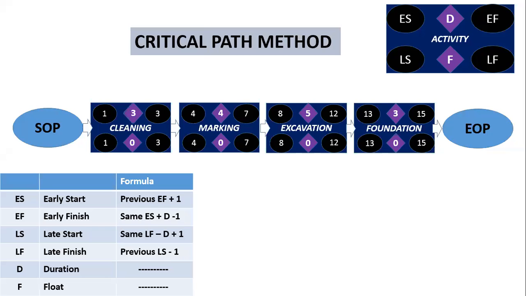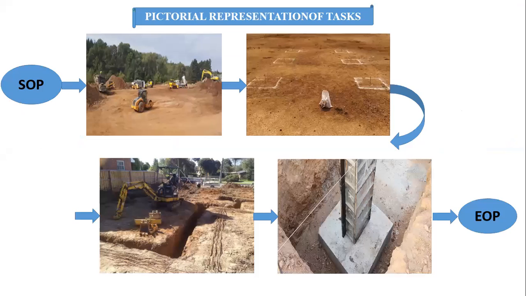Here we have the pictorial representation of the tasks that we have discussed till now. Everyone getting the slide? Start of the project. We have the cleaning part, with JCBs, dozers and all. Then we have marking on the site, next excavation, and final is the foundation. This is the simple project that we have discussed in the earlier example.